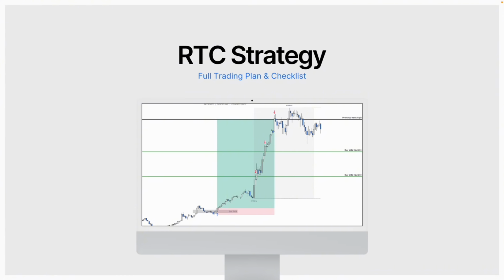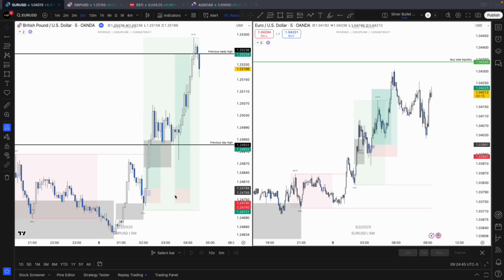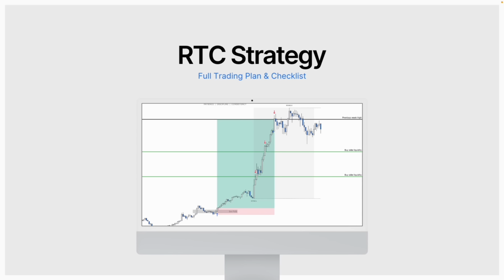It's low risk, high reward, as you can see here. Plus 14R trades are possible. And also today, plus 9R trade was possible on GU during London session. But this is what just makes the continuation RTC the best one of the 2, as it means that we're trading with momentum. We're trading with the overall trend in the market.